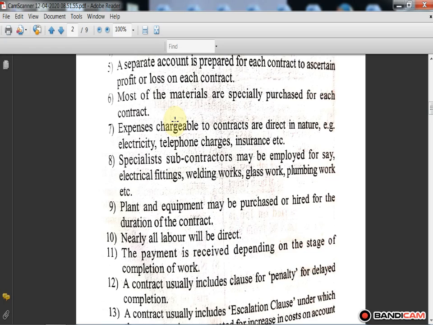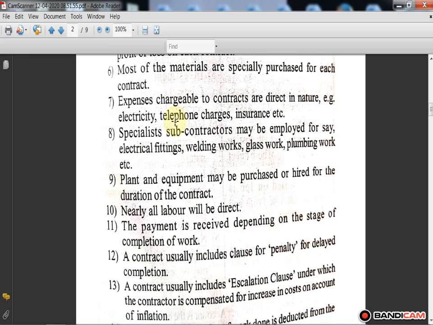In contract costing, subcontracts may be employed for electrical fitting in the construction of a house, electrical fitting in the construction of a tunnel, welding works, glass work, plumbing work, etc. So subcontracts may be employed in contract costing, such as electrical fittings, welding work, glass work, plumbing work, etc.